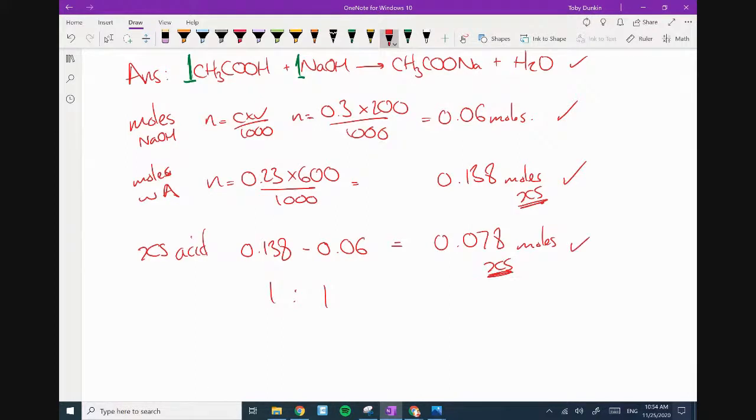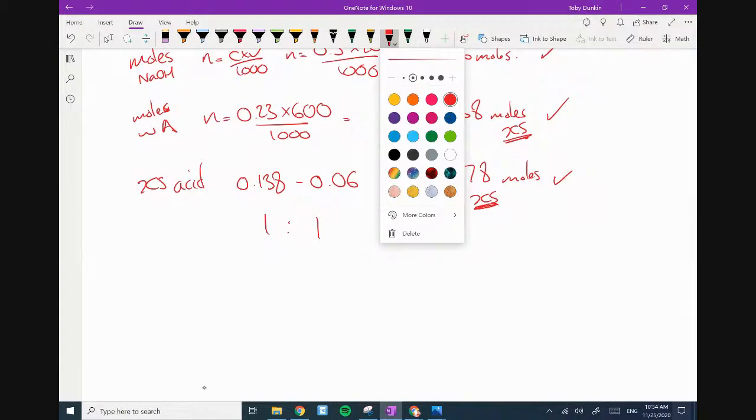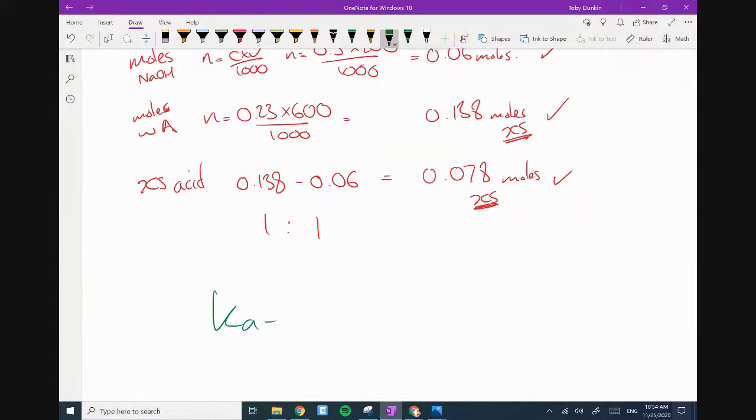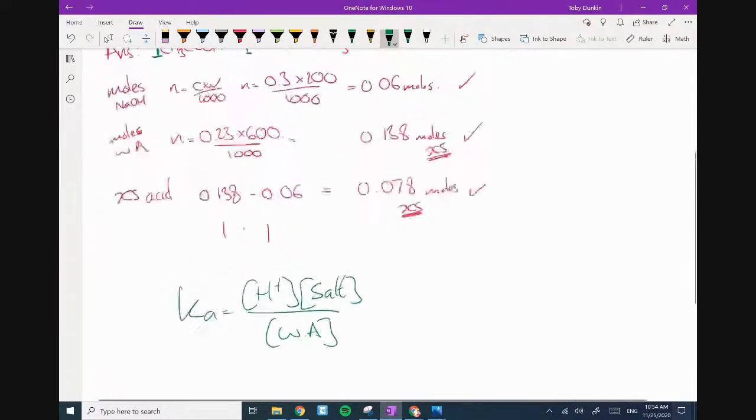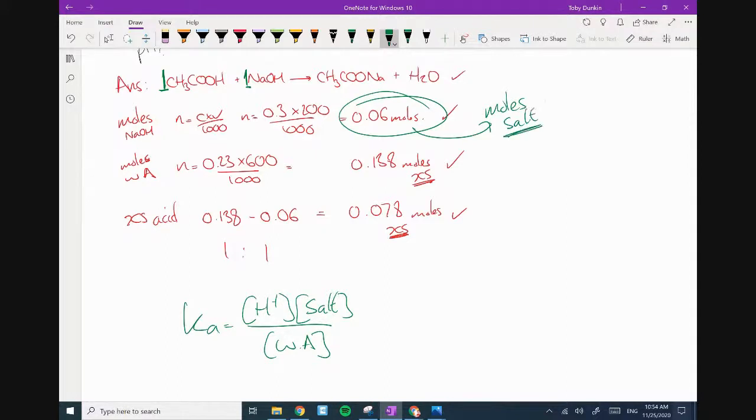I like it. Right, next one, my roadmap now appears. Ka equals H plus, which is pH, salt concentration all over weak acid concentration. Right, so this now reminds me that I've got to convert each of them into concentration. The key bit here is recognizing that the moles of strong base are going to become the moles of salt. That is a key thing.